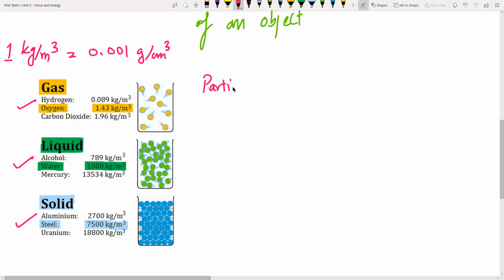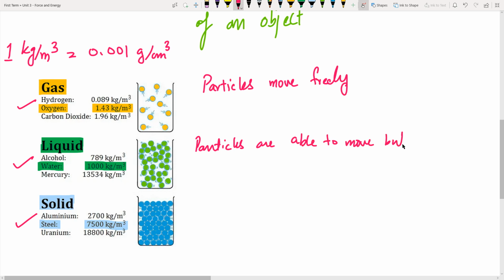Particles move freely, right? That's the first thing over here. Particles are able to move, but still very close to each other. And over here, particles are jam-packed, right?